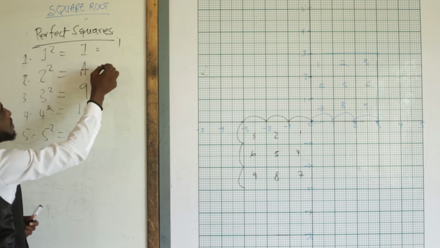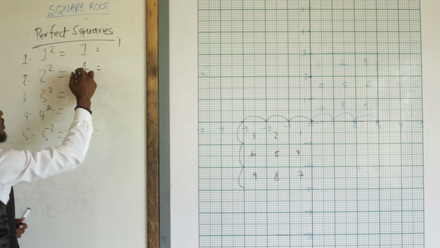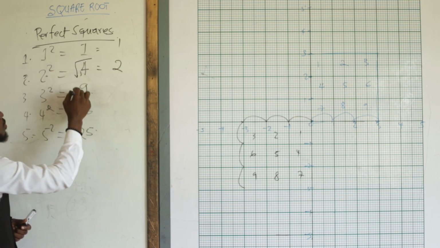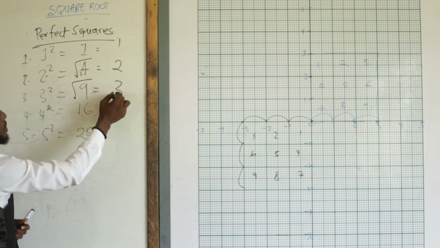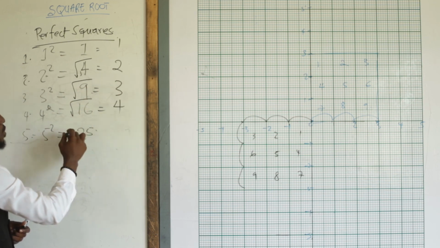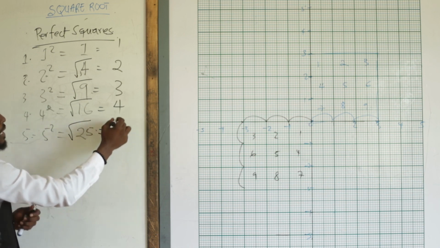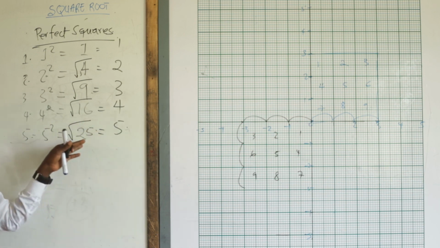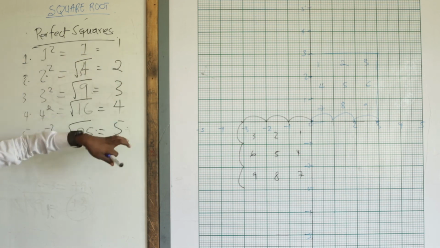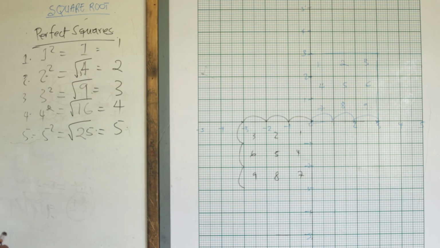Square root of 1, we still get 1, of course. Square root of 4, we get 2, its source. Square root of 9 gives us 3. Square root of 16 gives us 4. Square root of 25 gives us 5. So numbers that when we find their square roots, we have whole numbers like this or rational numbers like this are what we call perfect squares.